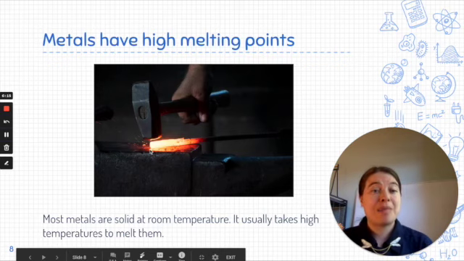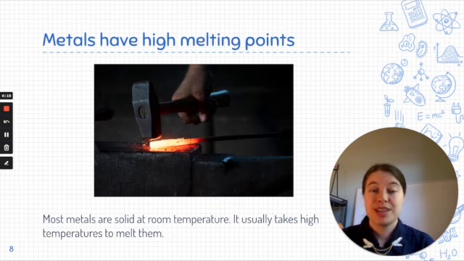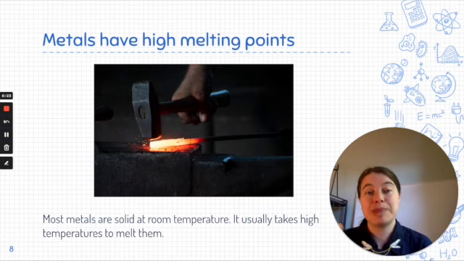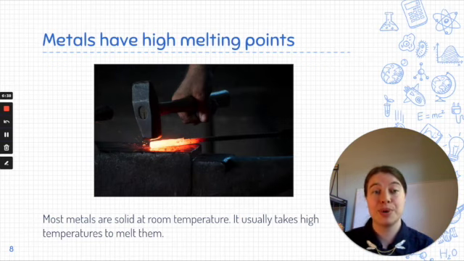Next thing you should know about metals is they tend to have pretty high melting points. As a result of this, it means that metals are most likely going to be a solid at room temperature. So most metals will be a solid at room temperature, and you have to get them really, really hot, for example, in a forge, in order to get them to melt. So usually it takes pretty high temperatures to melt most metals.